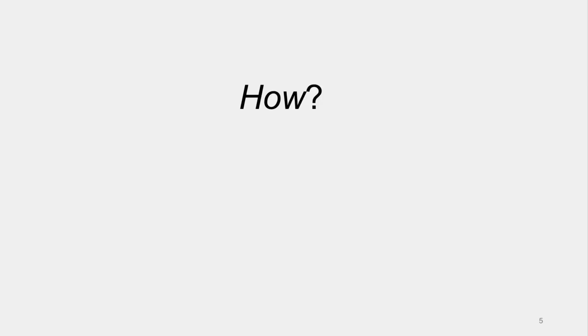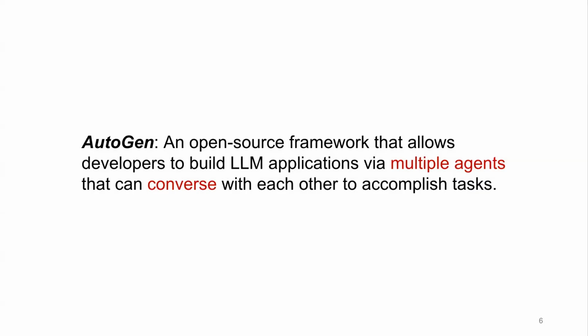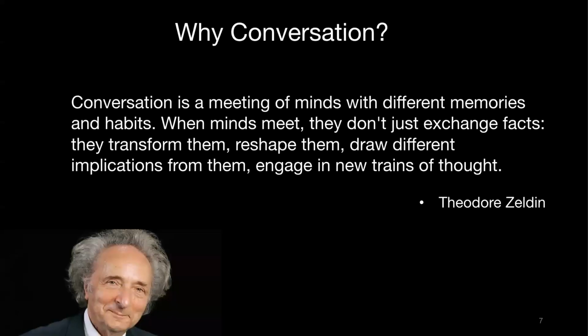Multi-agent conversation is a hype right now, but how do we do that? So, multi-agent conversation. Why conversation? Here comes another quote. Conversation is a meeting of minds with different memories and habits. When minds meet, they don't just exchange facts, they transform them, reshape them, draw different implications from them, and engage in new trains of thought. That's from a social science perspective, from Zeldin.